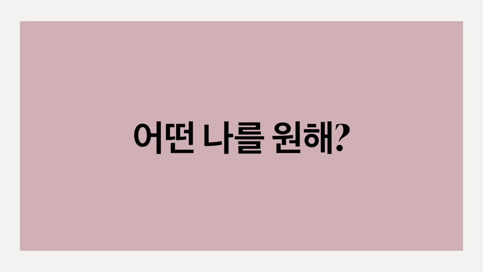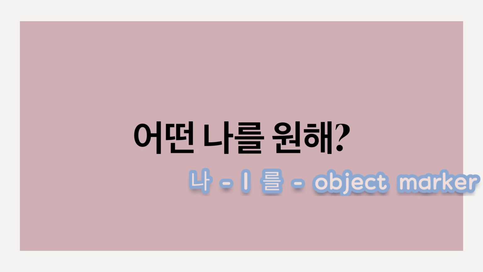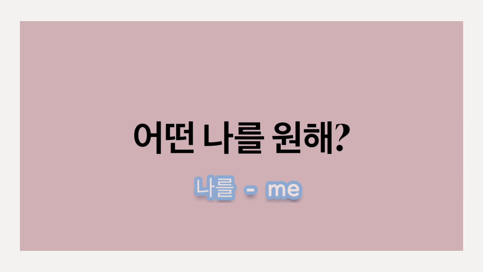Okay, then what do you think this says? 어떤 나를 원해? Here 나 means I, 를 is an object marker, so then 나를 becomes me. 어떤 나를 원해? 어떤 which, 나를 me, 원해 want. It's asking a question, so which or what kind of me do you want? 어떤 나를 원해?